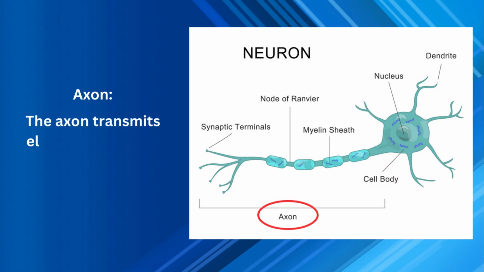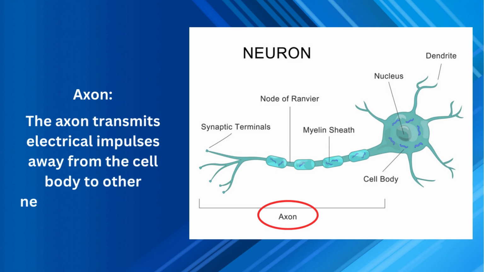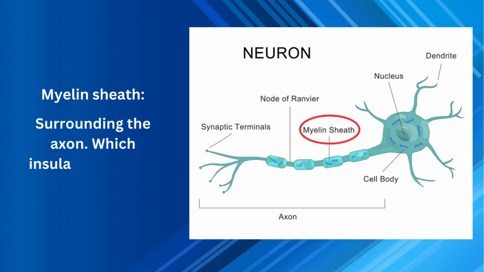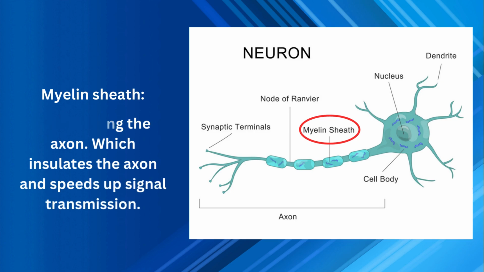Next we have the axon. The axon transmits electrical impulses away from the cell body to other neurons, muscles or glands. Surrounding the axon is the myelin sheath, which insulates the axon and speeds up signal transmission.